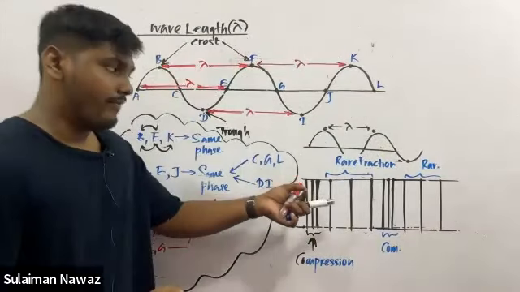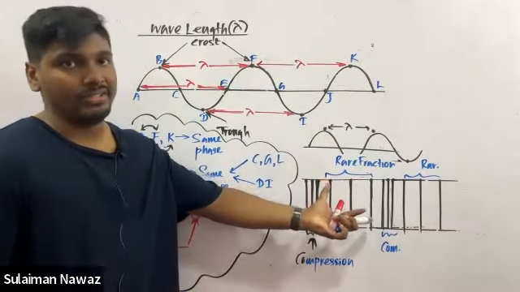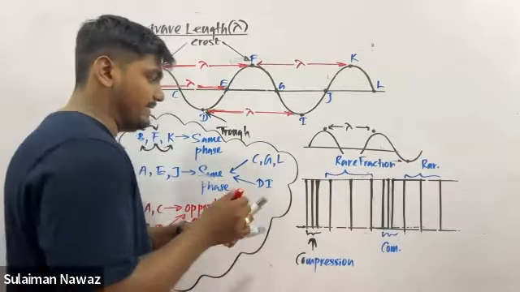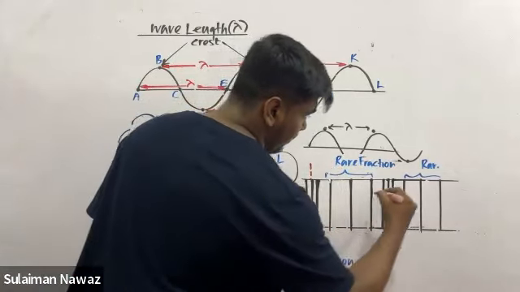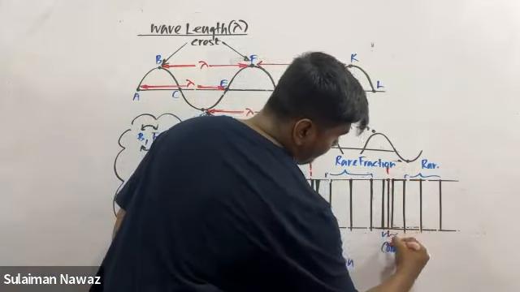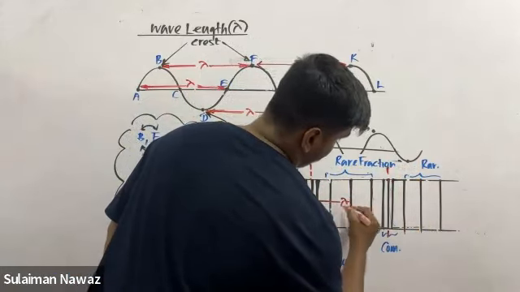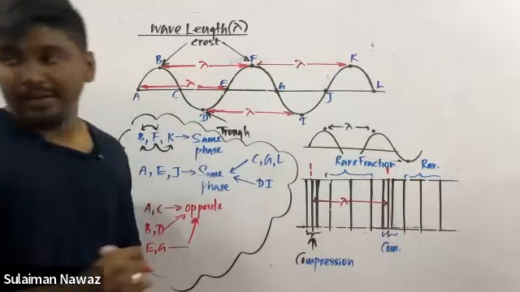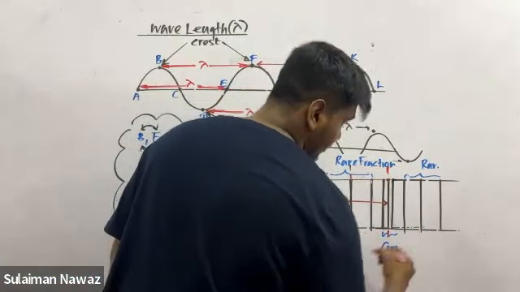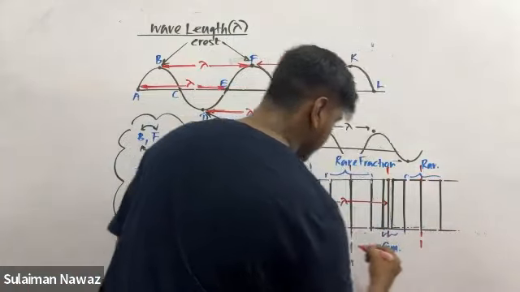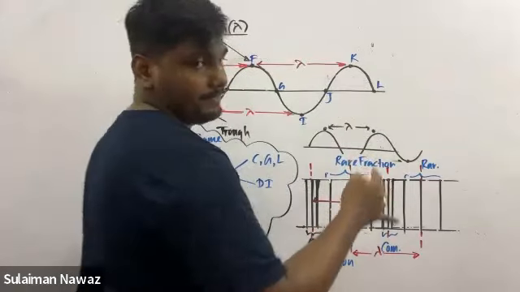Then how can we define the wavelength considering compressions and rarefactions? The distance between two consecutive compressions is what we call wavelength. See, this is wavelength. If not, the distance between two consecutive rarefactions is what we call wavelength. Right, this diagram.